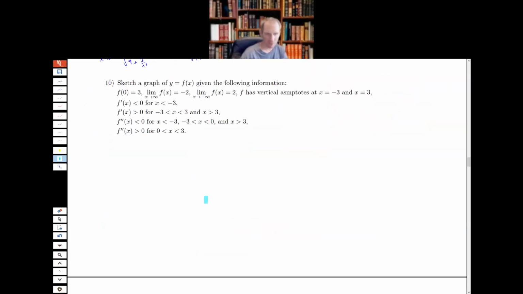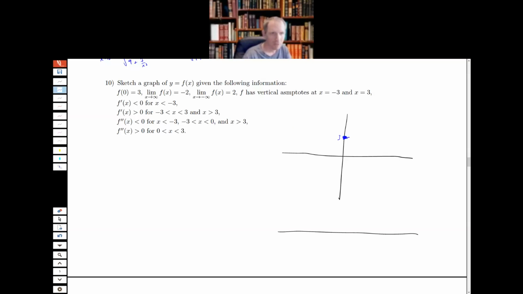Problem 10, sketch a graph that satisfies all of this information. So what we're going to do, I'm going to draw my graph eventually here, but I'm going to put the increasing, decreasing, and concavity information directly below it. Okay, but we can fill in the other information first, right? So f of 0 is 3.